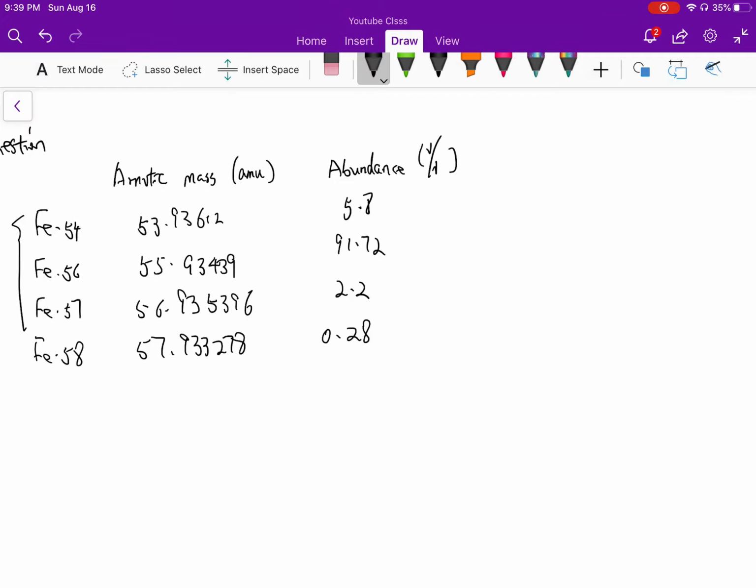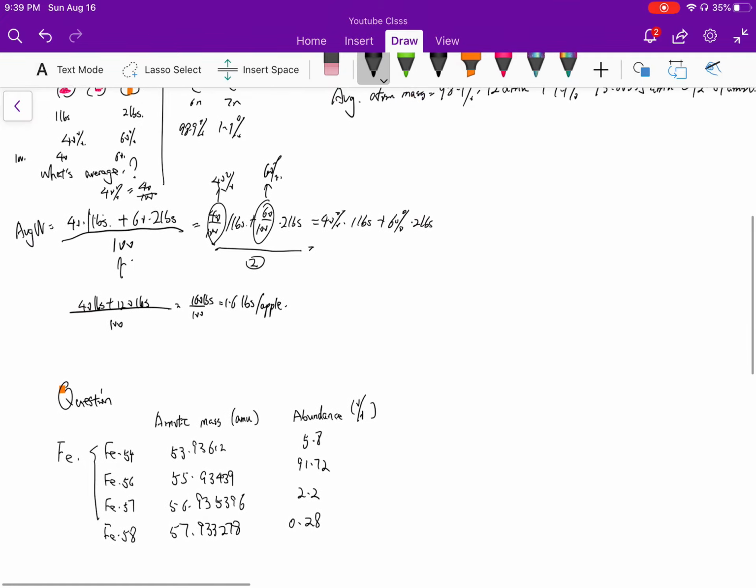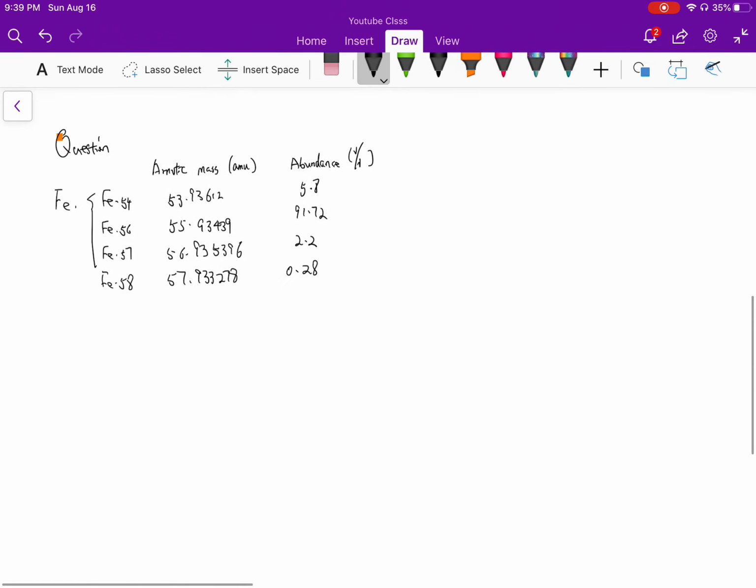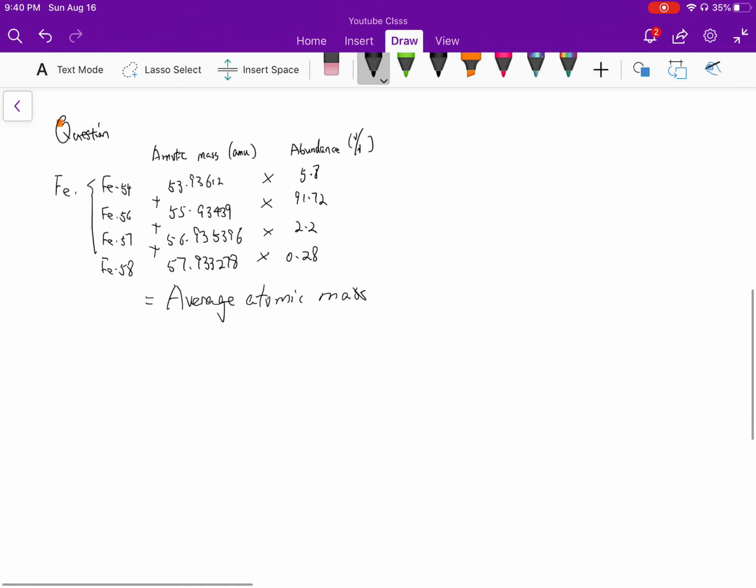So what you want to do is just like the apple problem we did before. You multiply the percentage with the corresponding atomic mass, and you add them together, which gives you the average atomic mass. So it doesn't matter how many of them there are. If there's 10 of them, you just do more of the plus and times over here. All right, so let's do this example.